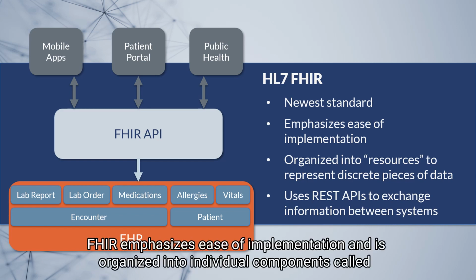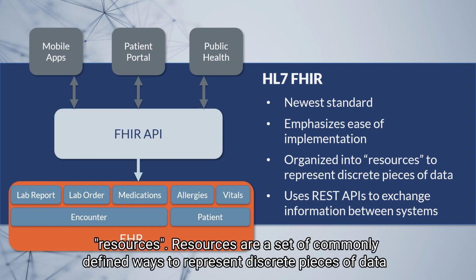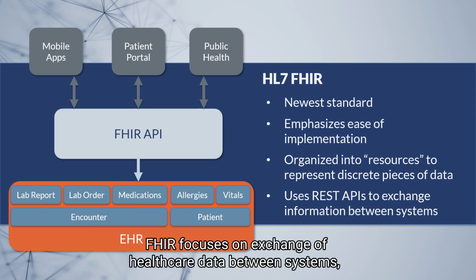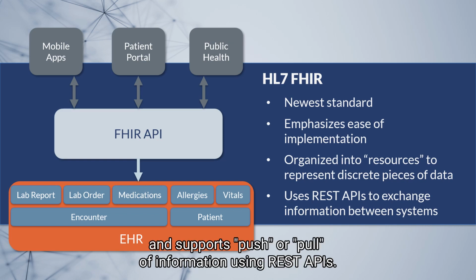The most recently developed HL7 standard is FHIR, or Fast Healthcare Interoperability Resources. FHIR emphasizes ease of implementation and is organized into individual components called resources. Resources are a set of commonly defined ways to represent discrete pieces of data in either JSON or XML, and can be used as building blocks to represent healthcare information. FHIR focuses on exchange of healthcare data between systems and supports push or pull of information using REST APIs.